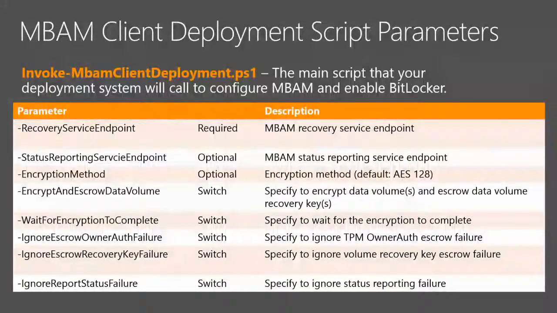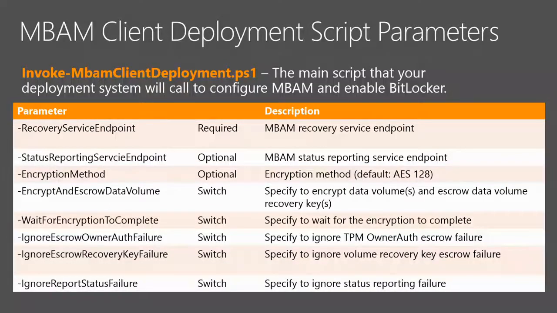So what does this script look like? So the script's called Invoke-MBAMClientDeployment. And this is the main script that'll actually do all the work for you. And you can see there's just kind of some simple things here. So there's really only one field that's required, and that's what your recovery service endpoint is. We want to make sure that we escrow the recovery information before we apply encryption to the device so that it can be recovered. Everything else on there is totally optional.